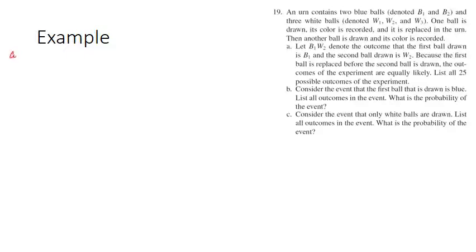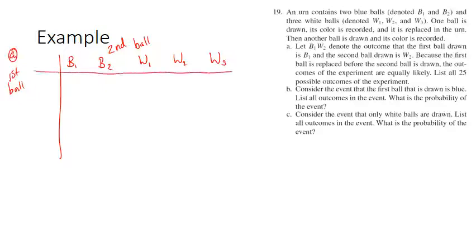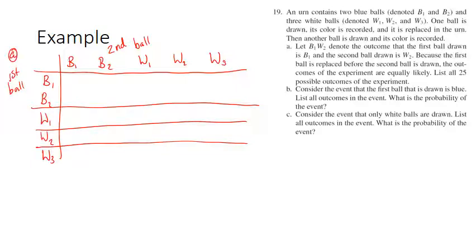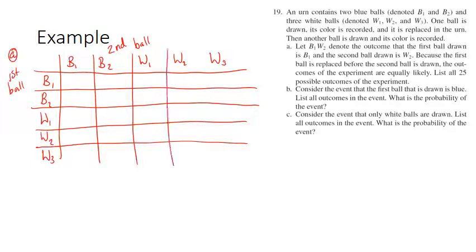Okay, so this is going to be a little bit time consuming, but I'm going to do it with a table. I'm going to put the first ball on the rows, and the second ball on the columns. My columns are going to be B1, B2, W1, W2, W3, and on my rows, I'm going to have B1, B2, W1, W2, W3. This is going to be really boring to watch me fill in, so you can fast forward to the part where I've got this all filled in if you would like to.